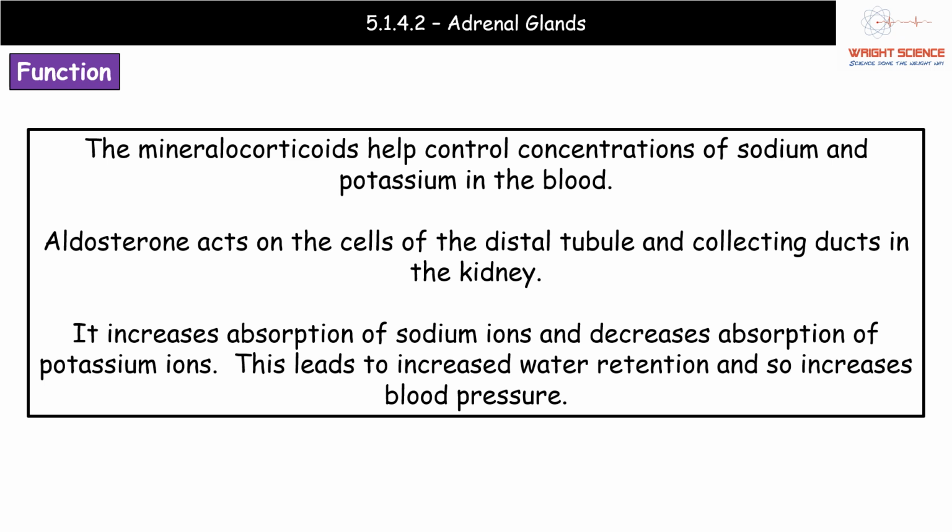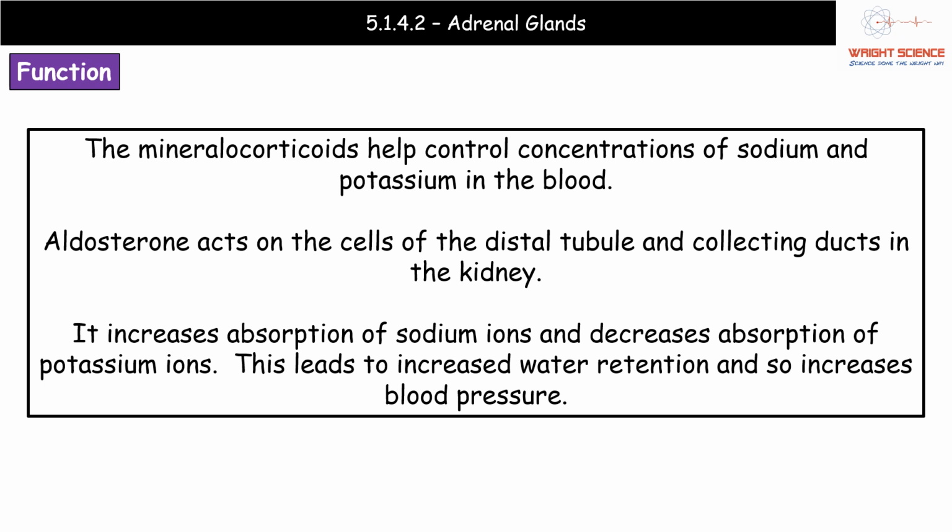So the example of our mineralocorticoid is aldosterone, and this is going to act on the cells of your distal tubule, okay? So the DCT, distal convoluted tubule, in your kidney and the collecting ducts. So we're looking obviously at those last two sections of the kidney there, so the DCT and the collecting duct. What happens is, if that aldosterone is present, it's then going to lead to an increase in the amount of sodium ions that are being absorbed, and it decreases the absorption of the potassium ions.